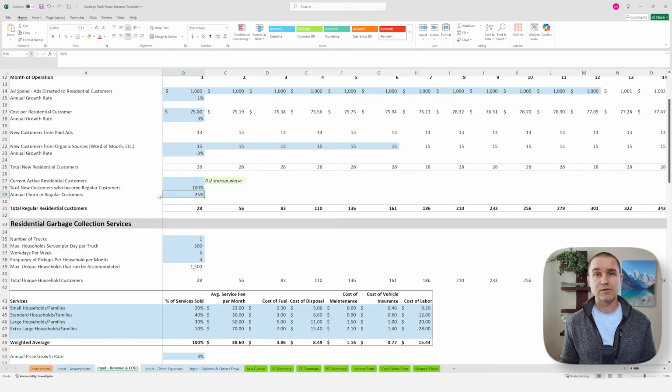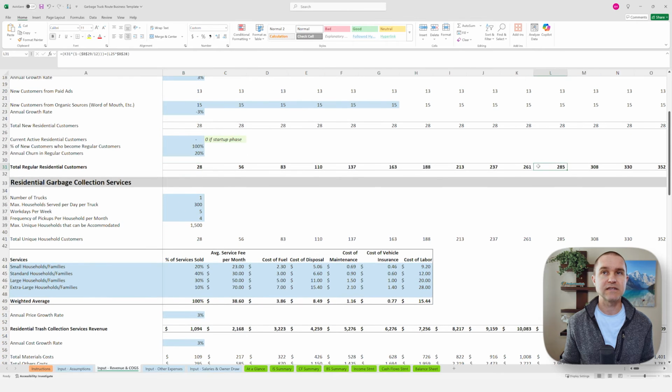Now this could be because customers move away and then you've got to sign up the new customer who moved into that house. Now that may be a bit aggressive. Hopefully you'd have a lower churn rate than that. Maybe we'll bump that down to 20%, or maybe it could even be 10%, depending on if your customer base is in an area where people are staying in their homes for a long period of time or whether there's a lot of churn or turnover in those areas. So here's your total regular residential customers, okay? And you can see that each month.